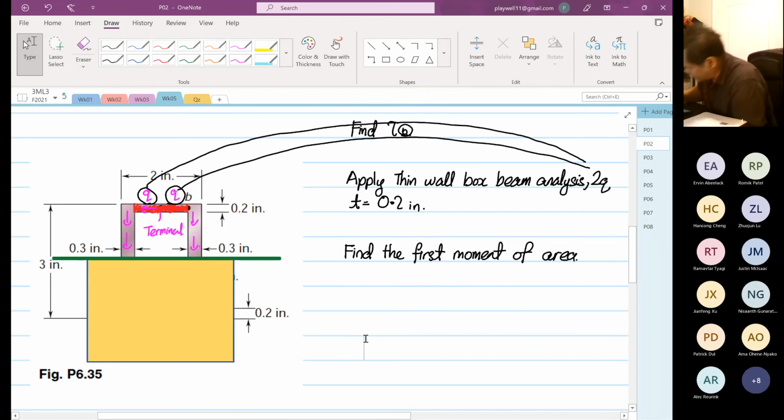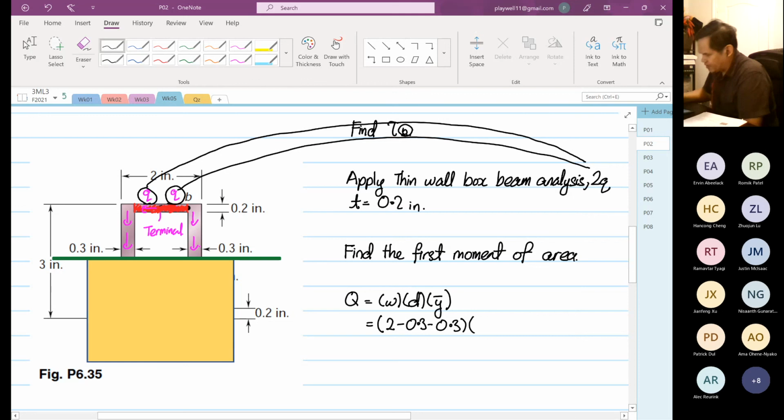Okay, so Q is equal to width multiplied by depth multiplied by y bar. My width is equal to 2 minus 0.3 minus 0.3. The depth is 0.2. The y bar is 1.5 minus 0.2 divided by 2.